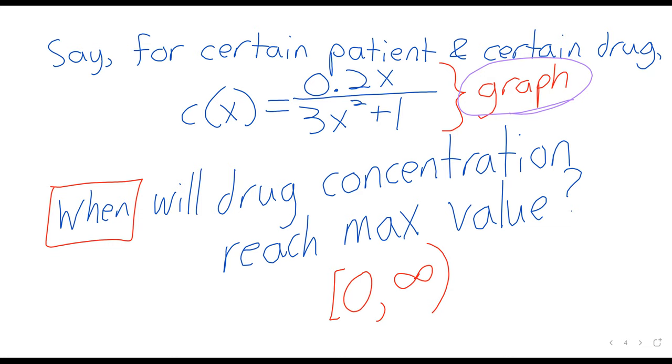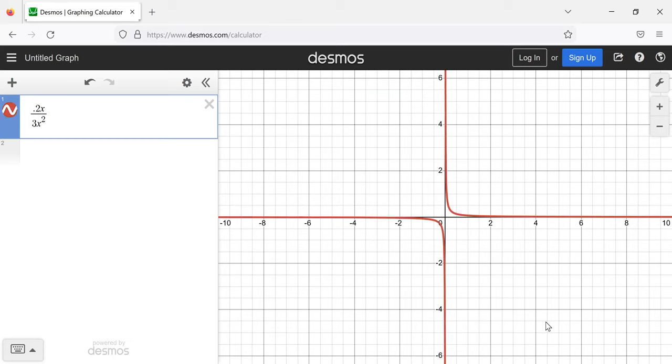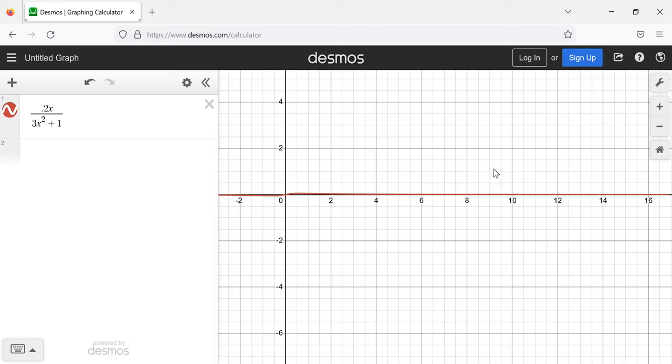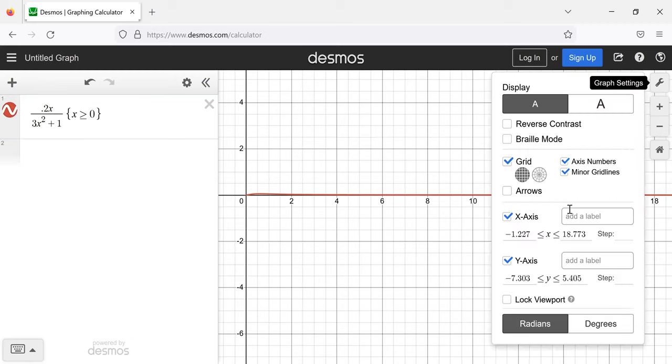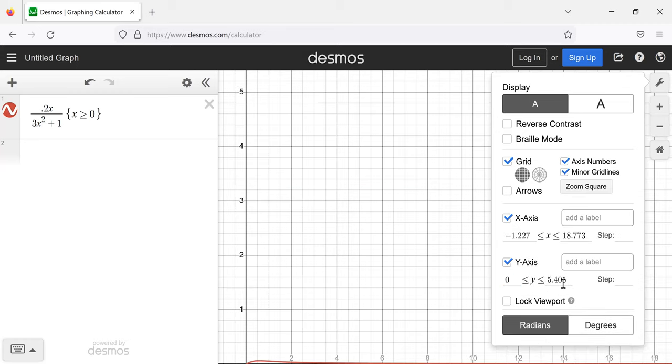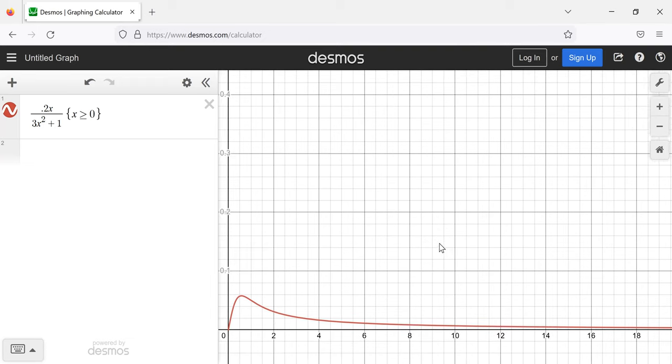We'll go to Desmos and we'll take a look at this. 0.2x divided by 3x squared plus 1. And let's see, we're seeing very little here, especially if we're kind of near the back. X is time, so X has to be positive. Y is not getting very big, but y has to be positive. So maybe y will go between 0 and 0.5.